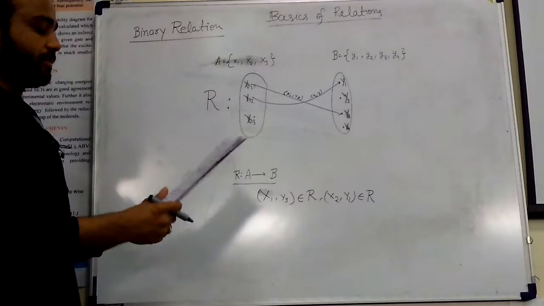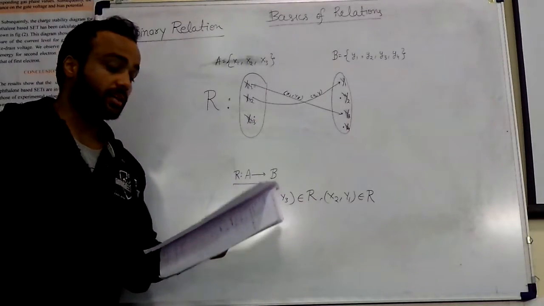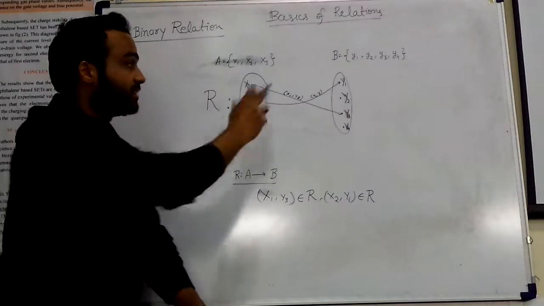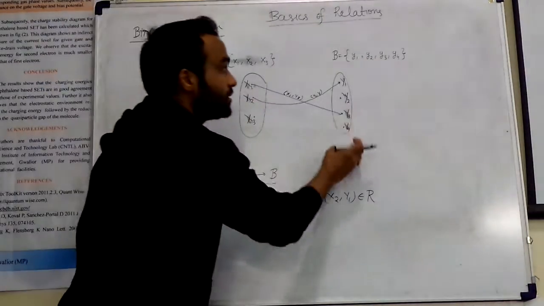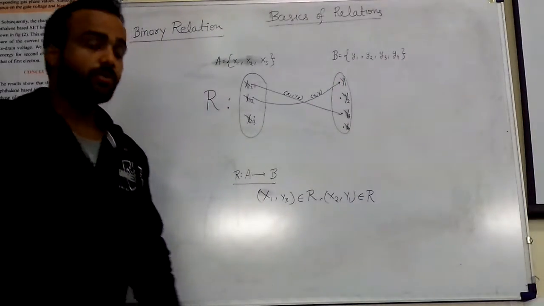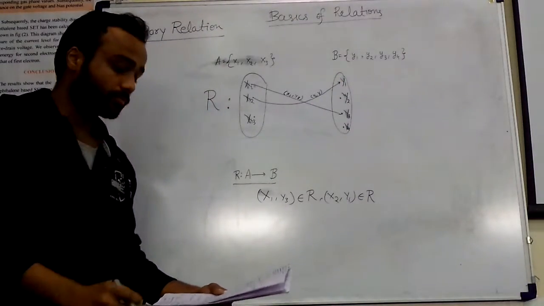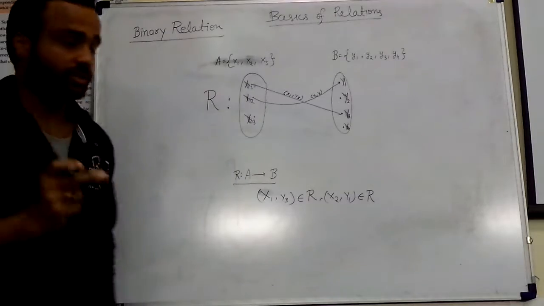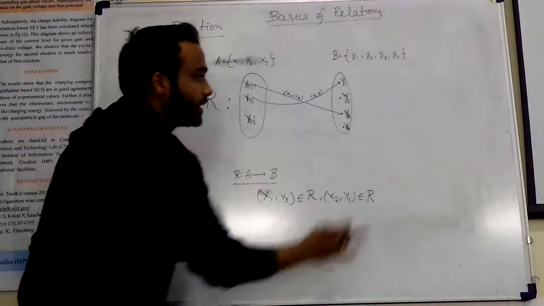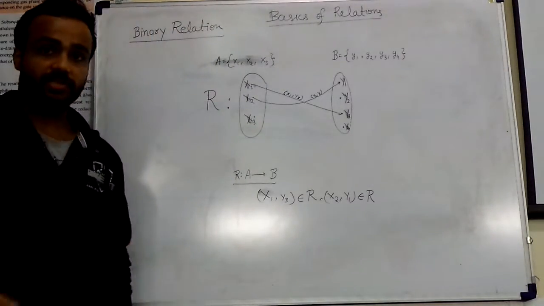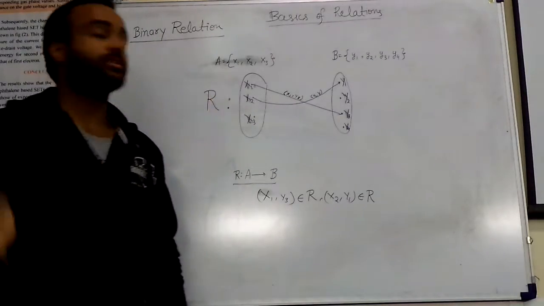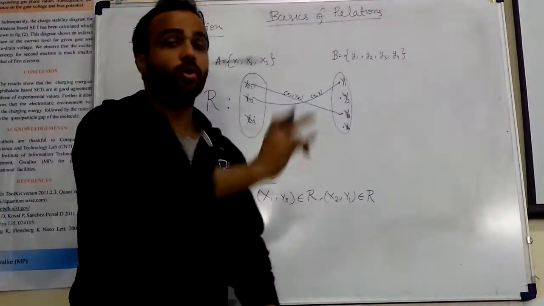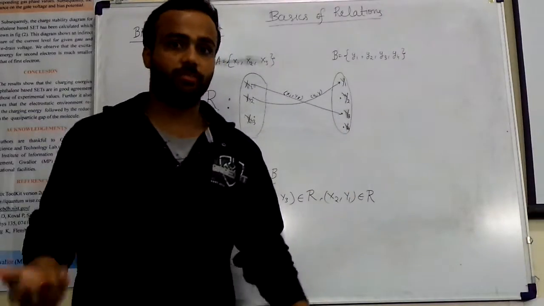So, mathematically defining it: if some elements of A are associated with some elements of B, then we say there is a relation R from the set A to the set B. But it doesn't necessarily mean that all the elements of A are associated with all the elements of B. What does this mean?